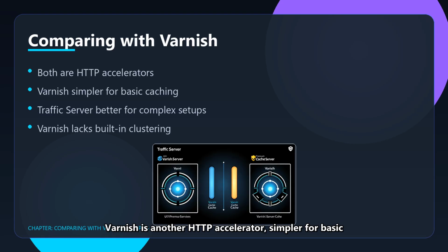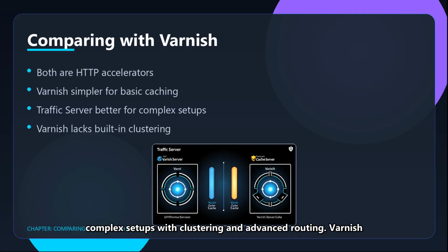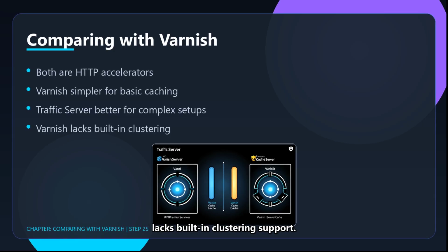Varnish is another HTTP accelerator, simpler for basic caching. However, Traffic Server is better suited for complex setups with clustering and advanced routing. Varnish lacks built-in clustering support.